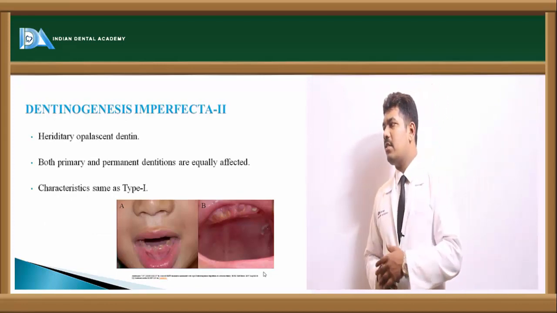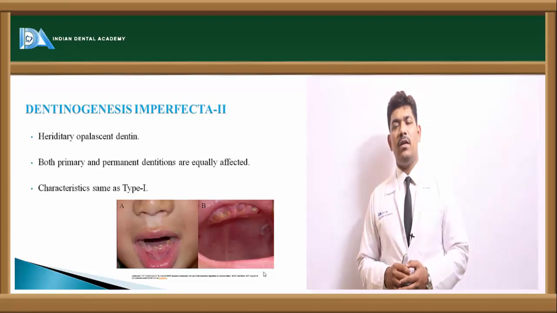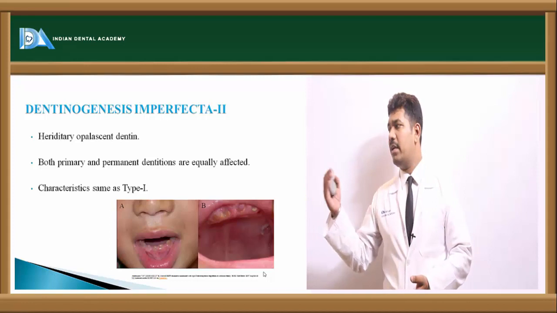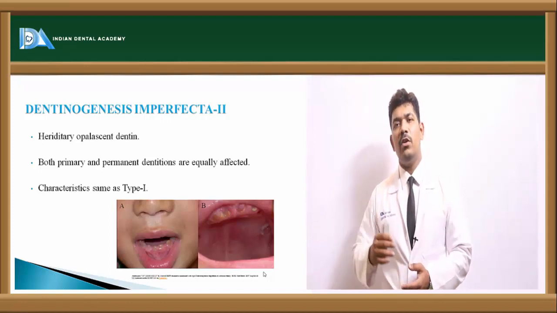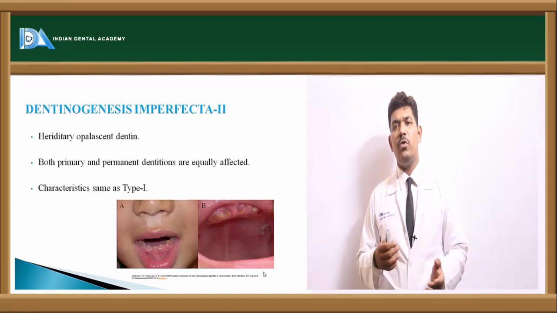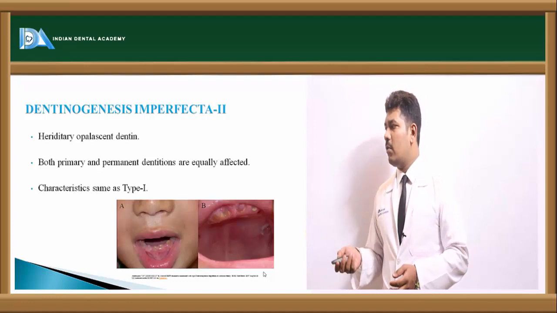The only difference here being that both primary as well as secondary or permanent dentitions are equally affected, but here there is no involvement of the generalized bony structure, so there is no involvement of osteogenesis imperfecta. We can see the clinical picture over here.